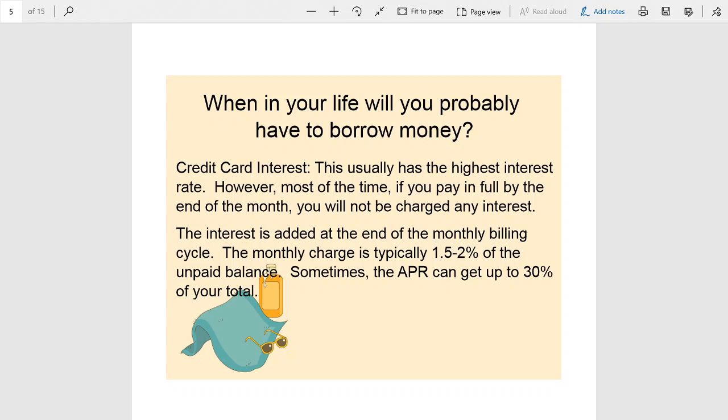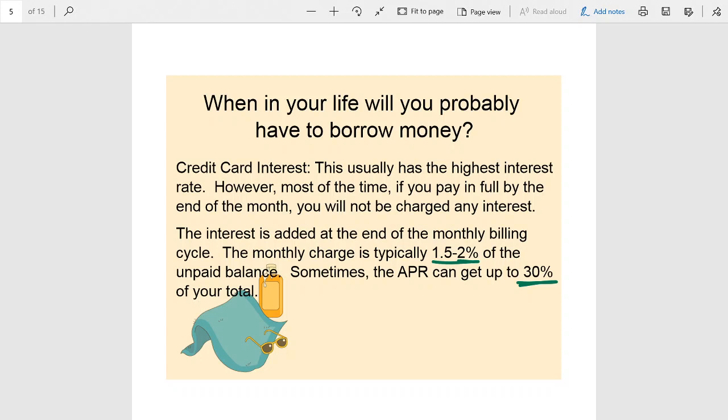But how credit cards actually get their profit is from people that don't pay it off at the end of the month. Most of the time you might have an interest rate of 1.5% to 2%, but it can get really high really quick, up into the double digits as far as interest rate.